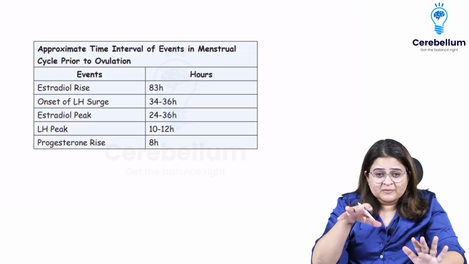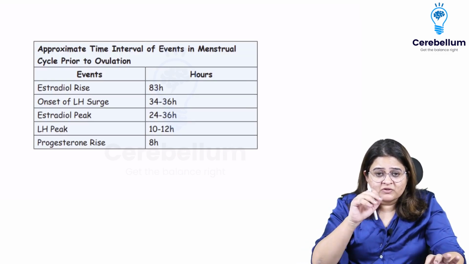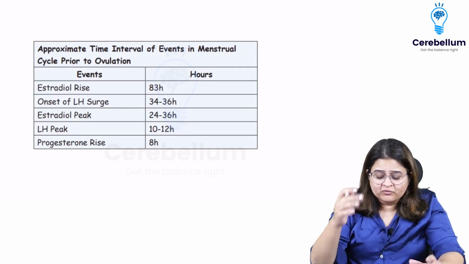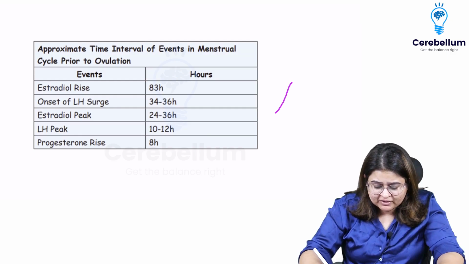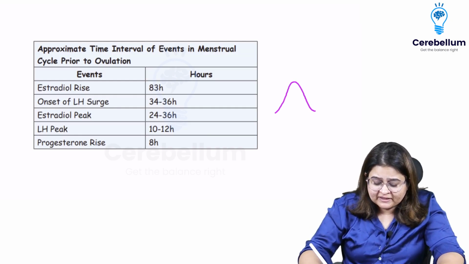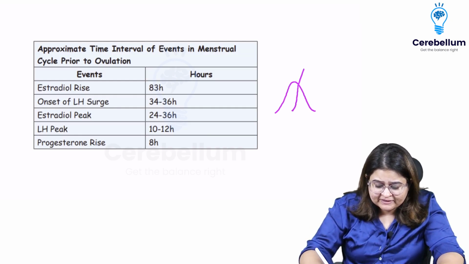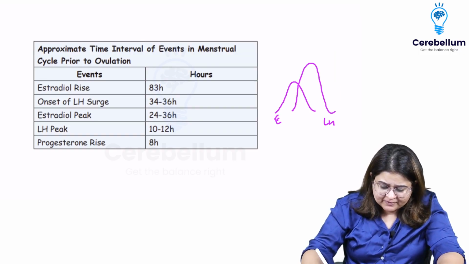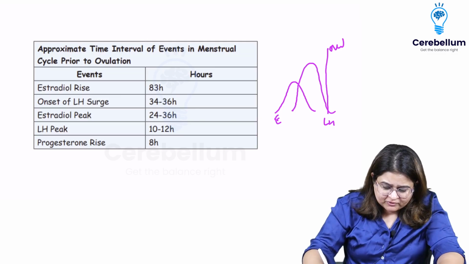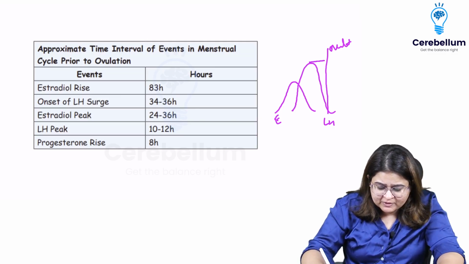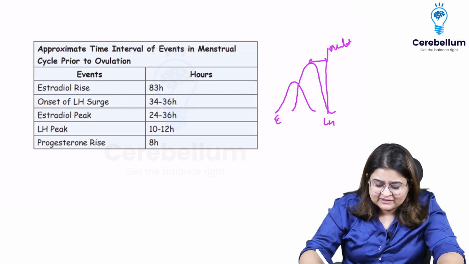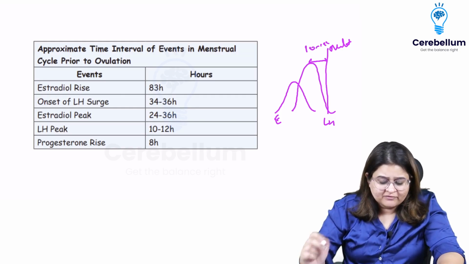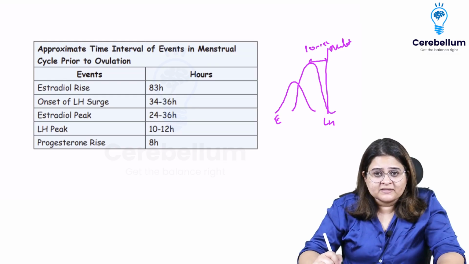Now, another important table is this table. It is very important because it gives you the timelines of when ovulation is happening. I told you, you have the estradiol rise, then the estradiol makes the LH also rise. So the first peak is the estradiol peak, then you have the LH peak, and somewhere here ovulation is happening. You should know that from the LH peak till ovulation, this duration is around 10 to 12 hours. That's important to understand.